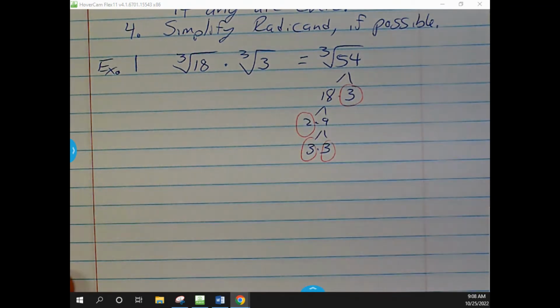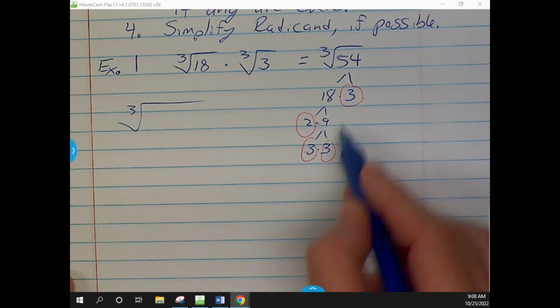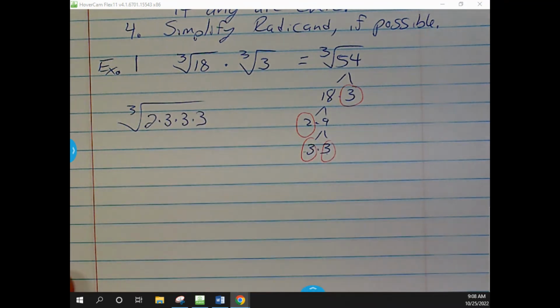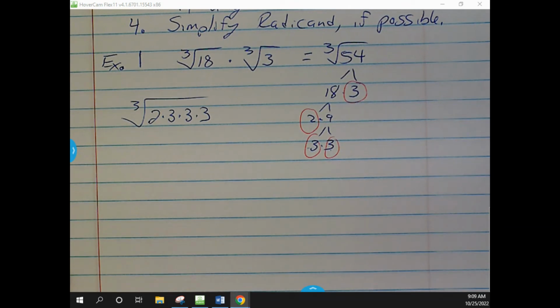Okay, so if you take it and break it down, that's 2 times 3 times 3 times 3, right? Everybody okay with breaking down to 54? Everybody all right with it being those numbers? Can we use the ladder method?